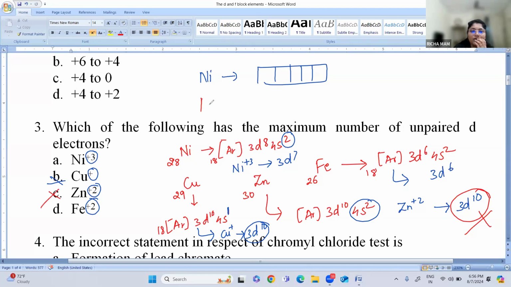Now write for only nickel plus 3 and Fe plus 2. So Fe plus 2 is 3d6. So write the electronic configuration. Your nickel is 1, 2, 3, 4, 5, 6, and 7. Now write it for your iron. So it is 3d6: 1, 2, 3, 4, 5, and 6.